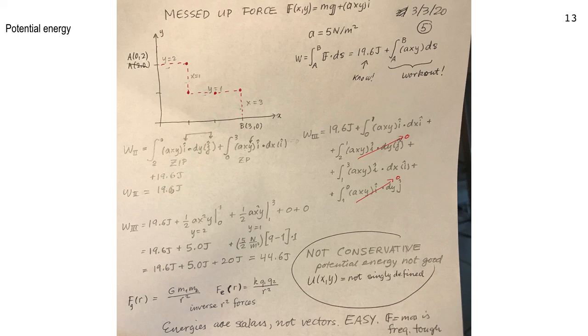Okay, so that's going to give me a number. And already you can tell that this thing is going to fall apart. It's not going to be path independent. If it's just the gravitational, then we have 19.6 no matter how you cut it. This one, it depends on how you go.